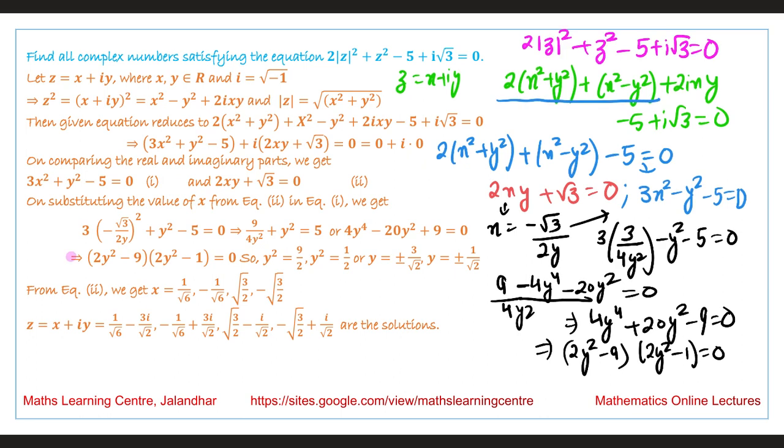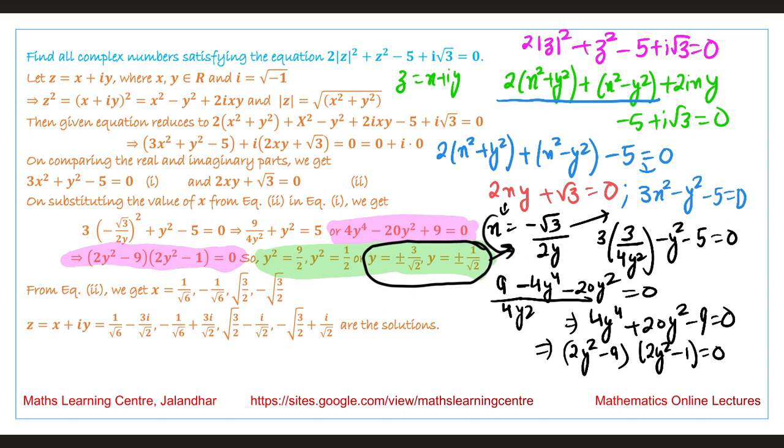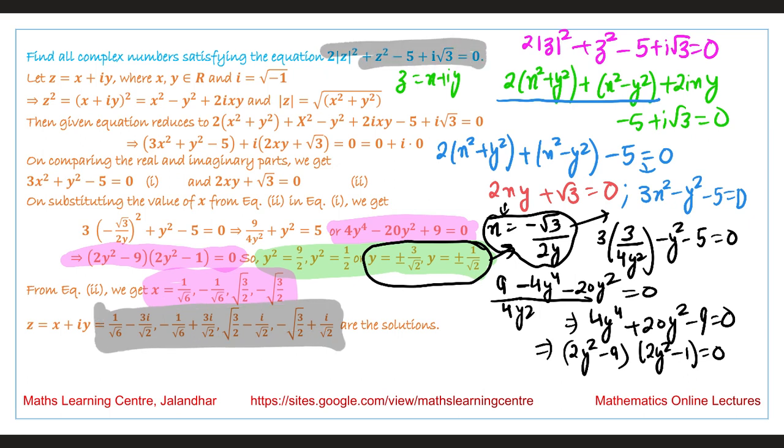We are talking about this equation over here. And on solving this equation, we obtain the values of y, and when we substitute these values of y in the values of x, we obtain different values of x. So, these are the values of x corresponding to these values of y. So, the final answer we obtain is in this form. These are the solutions of this given equation.